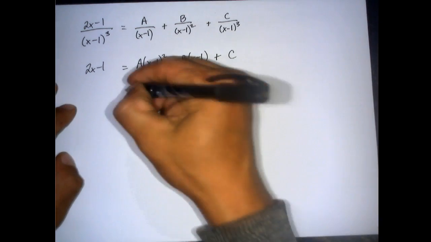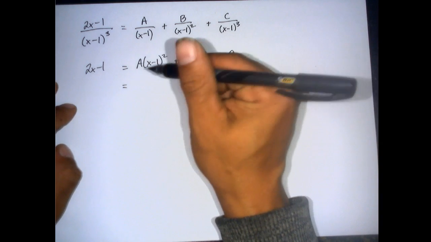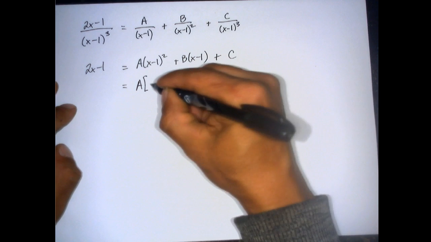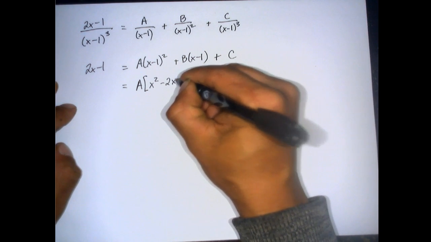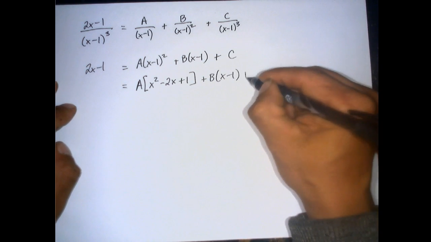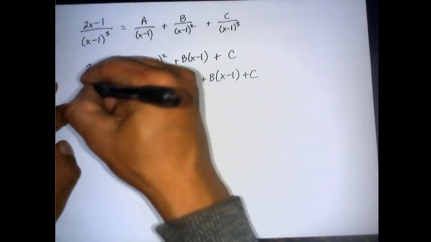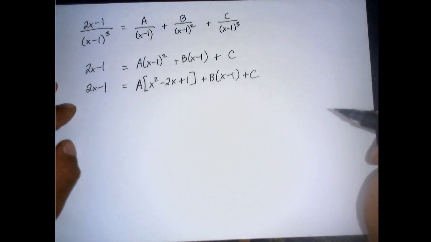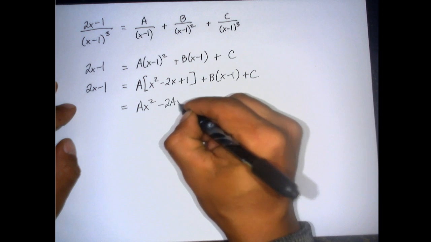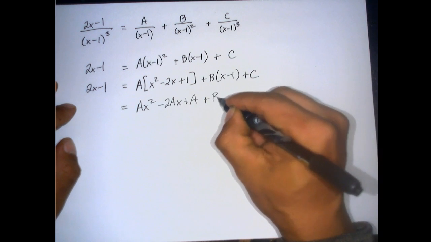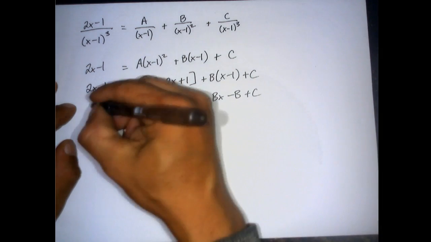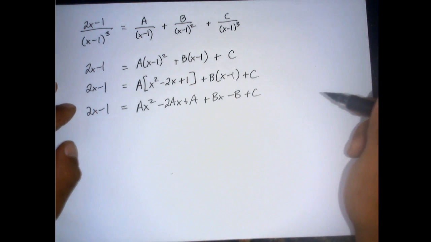All right, so what do we have here? What is x minus 1 quantity squared? Which is going to be a times x squared minus 2x plus 1 plus b times x minus 1 plus c. This looks hard, but you're going to see how easy this is. You're going to be like, oh my gosh, that one's the easiest one. Okay, so this is ax squared minus 2ax plus a plus bx minus b plus c, okay, is equal to 2x minus 1.